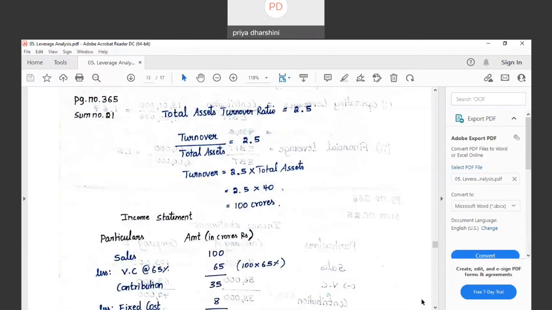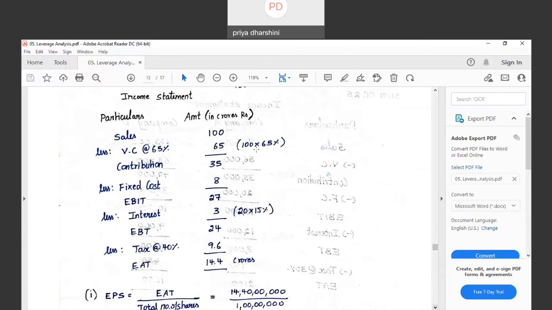Having known sales, prepare the income statement. How do you prepare income statement? Sales is 100 crores. Variable cost is 65%, which is given. So 65 crores, contribution is 35, minus fixed cost is 8 crores, EBIT, minus interest. How much is interest? Look into the balance sheet. Have they told 15% debentures of 20 crores? Which means the interest is 15% on 20 crores. So 3 crores interest. EBIT minus interest will give you earnings before tax. Minus tax at 40% will give you earnings after tax. Earnings after tax is 14 crores 40 lakhs.